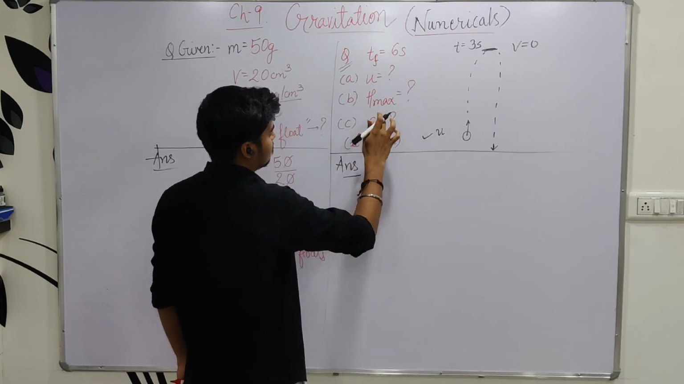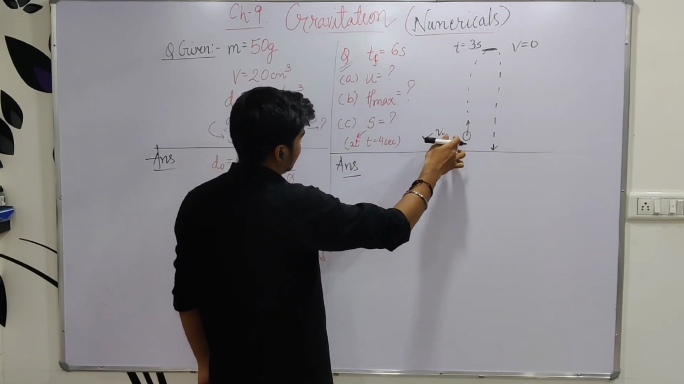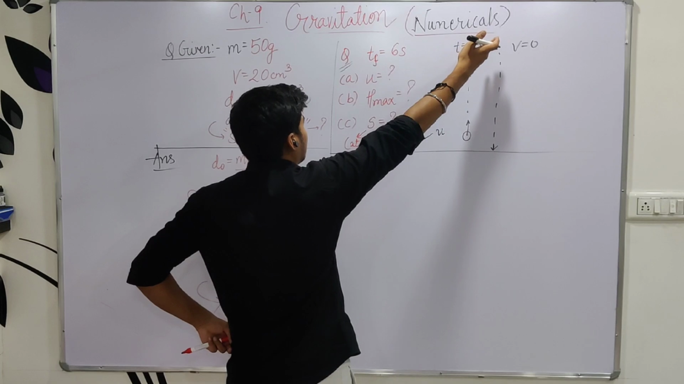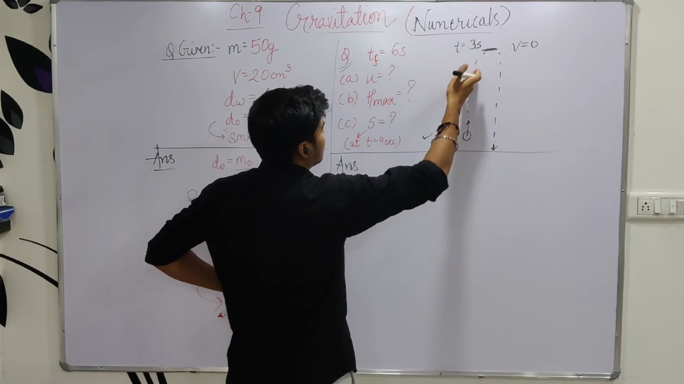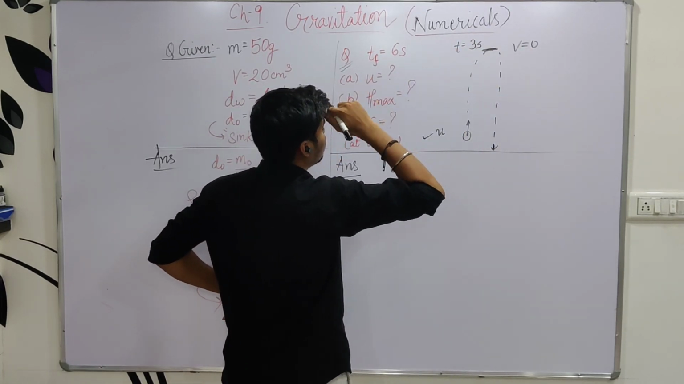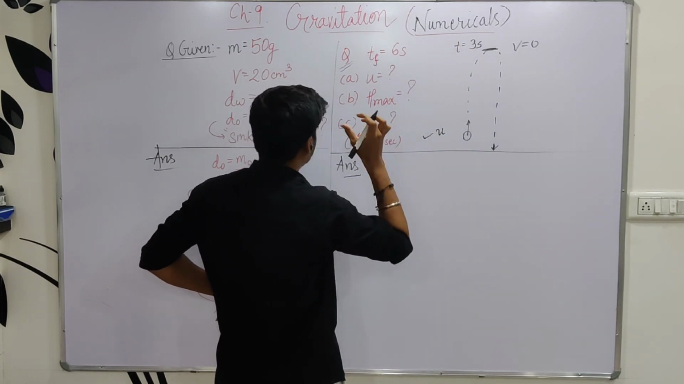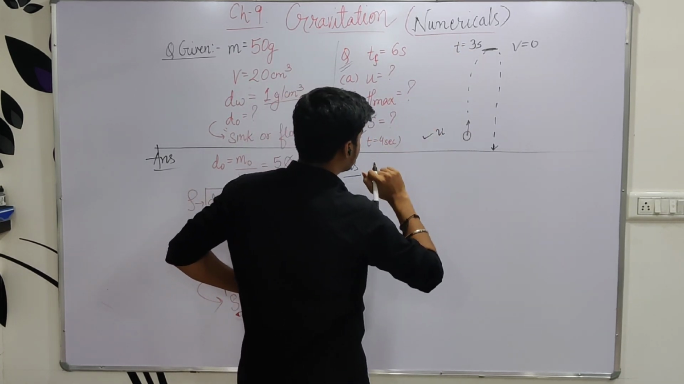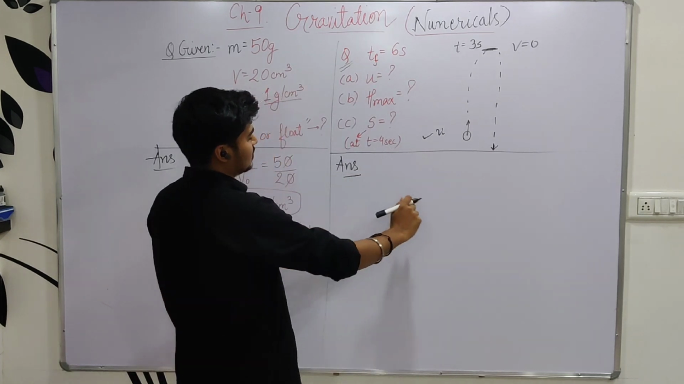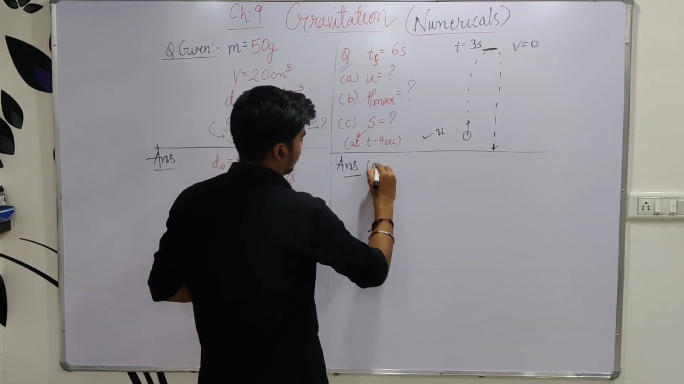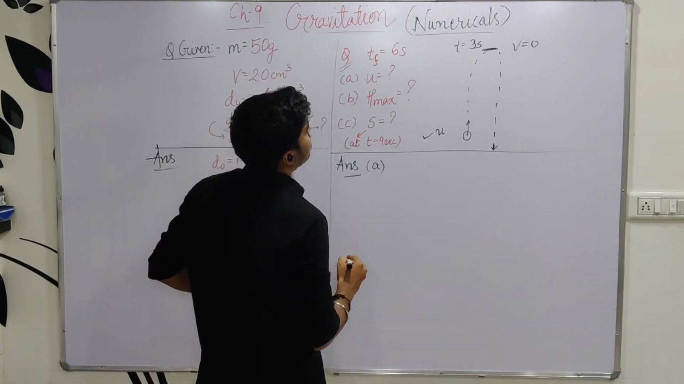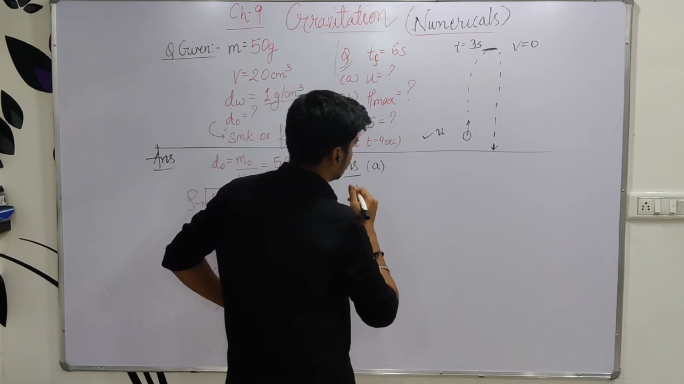What do we have to calculate? The initial velocity with which it was thrown, and the maximum height. Whenever it reaches the maximum height, the velocity will be 0 at that time, and the object has covered 3 seconds. We also have to calculate the displacement at 4 seconds. Let's start with part A, to calculate the initial velocity.